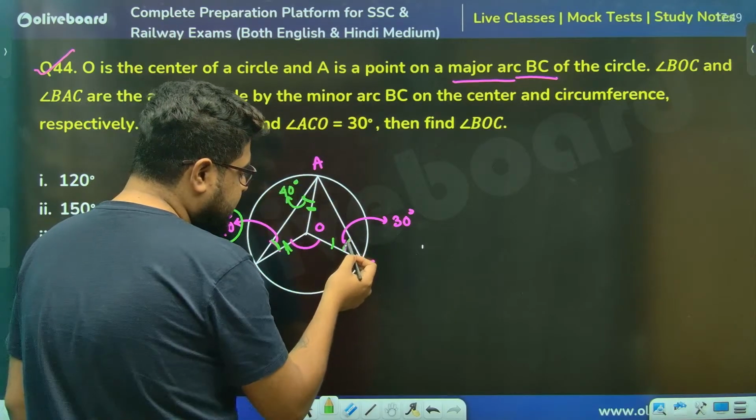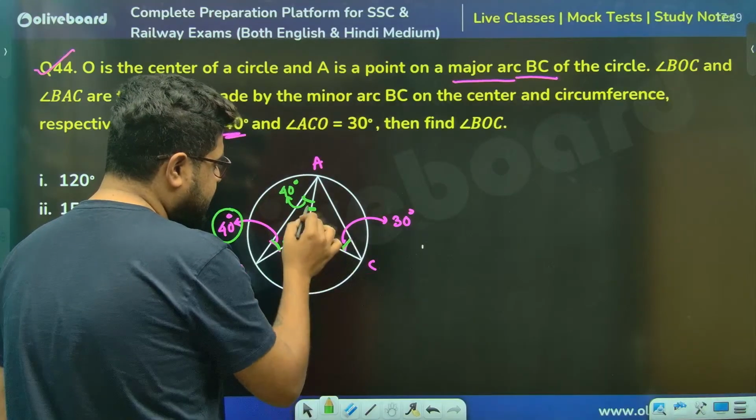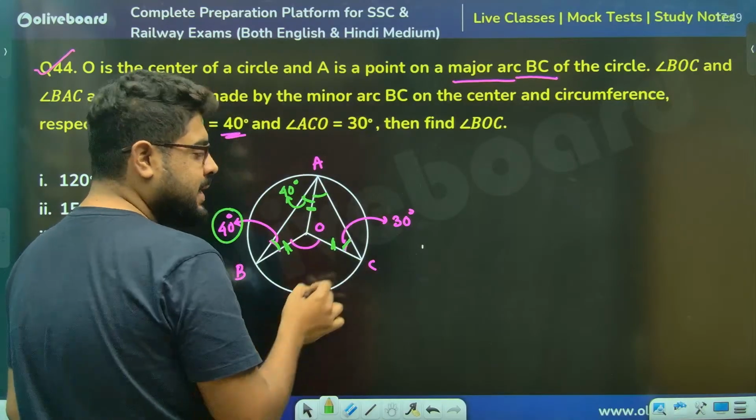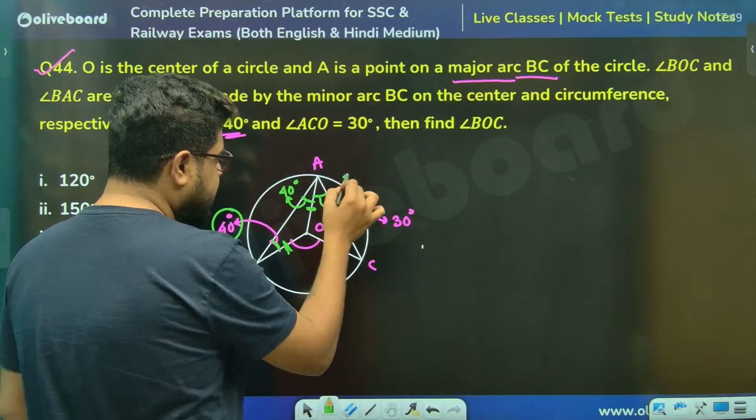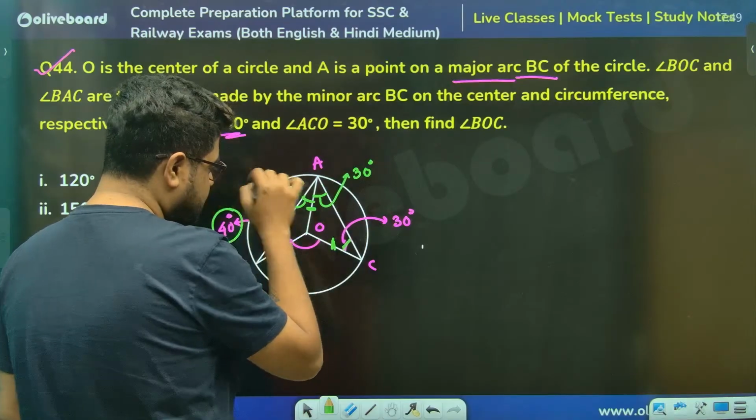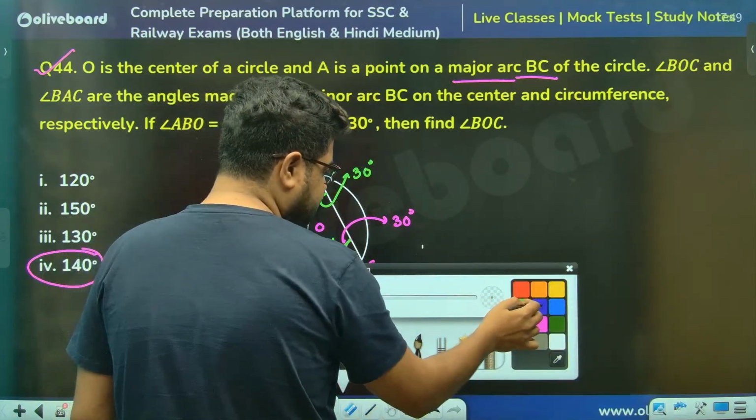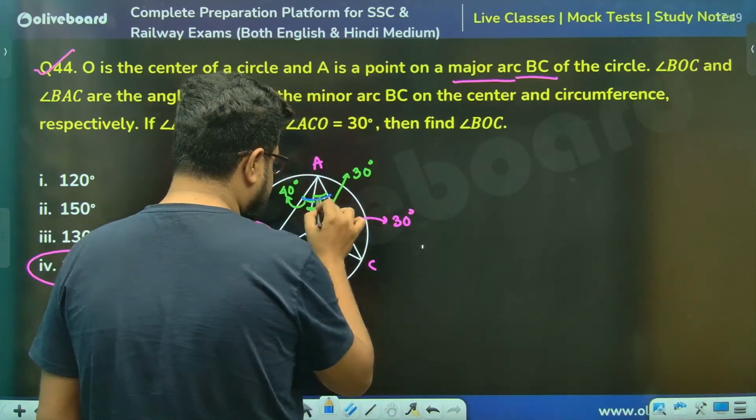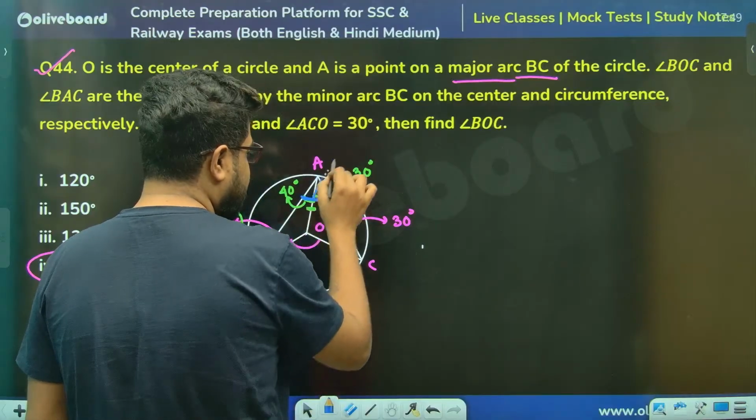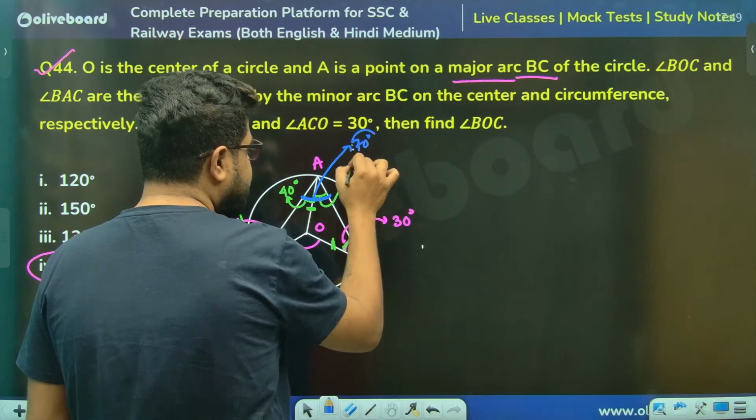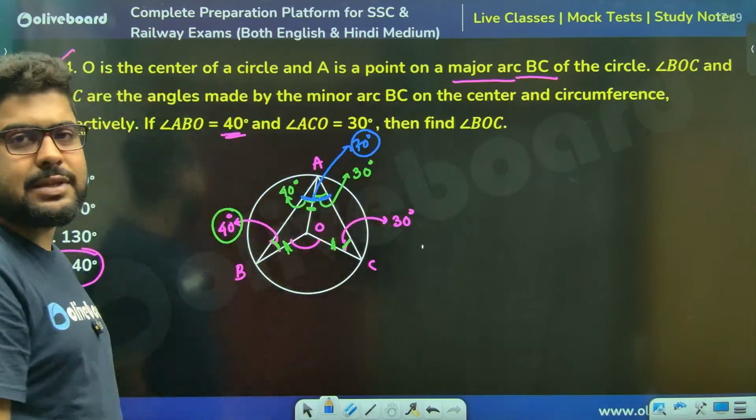And sir, if this is 30 degrees, again these two are equal, which means these two angles are equal. If this is 30, then this is also 30 degrees. So that means this total angle is equal to 70 degrees, sir. 40 here, 30 here, 40 plus 30.